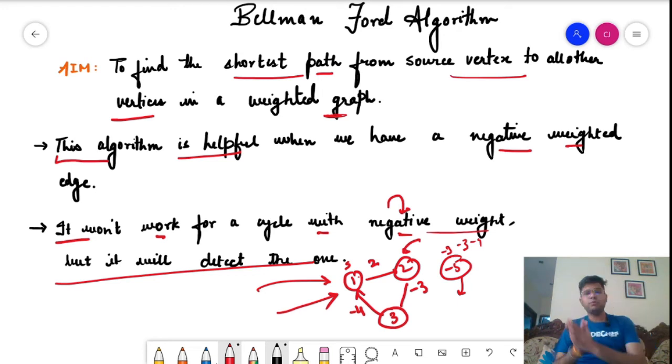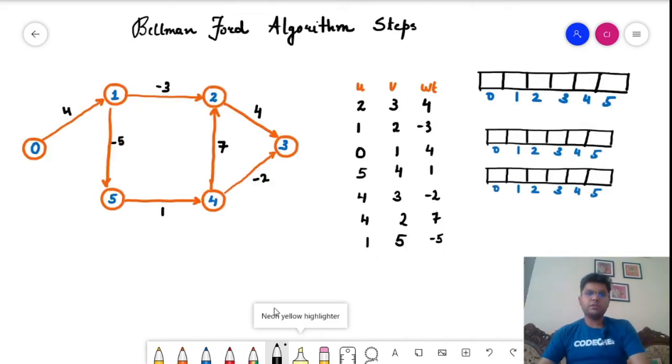Now let's see what this algorithm is, and let's try to understand it with the help of an example. Okay guys, so now let us try to understand the steps of the Bellman-Ford algorithm. I have taken a directed weighted graph, and we are going to find the minimum weighted path from the source vertex to the destination vertices that we have inside this graph.